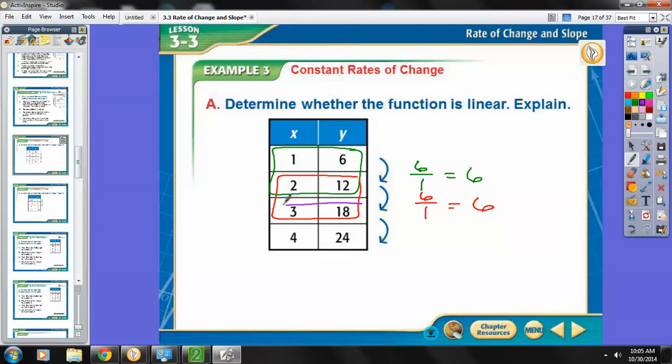Go to the third set of ordered pairs. 24 minus 18 is 6, and 4 minus 3 is 1. 6 divided by 1 is 6. We have the same rate of change throughout, so that tells us that this is a linear function. We would say that yes, it is linear, and our explanation, we would say it has a constant rate of change.